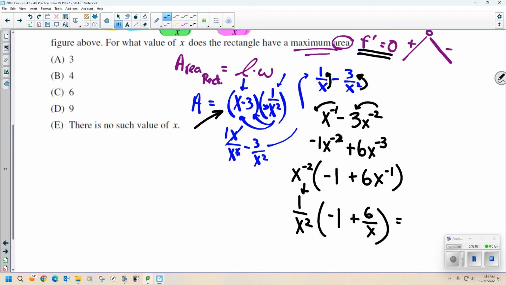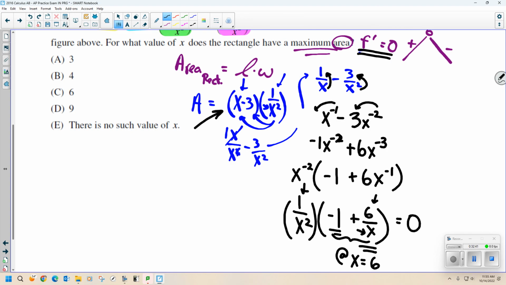Where's this equal to 0? The only place this is equal to 0 is when this parenthesis is equal to 0. This will never be 0. I can never have 0 on the bottom, okay? You can never have 0 on the bottom, all right? So this is equal to 0 when x is 6, all right? Because negative 1 plus a positive 1 gives me 0. And the only way that this fraction is positive 1 is when x equals 6.